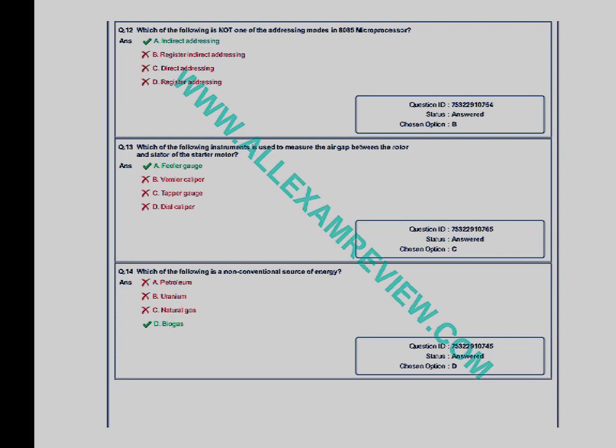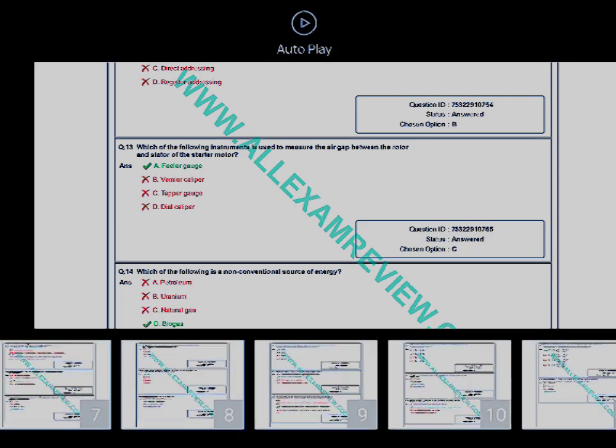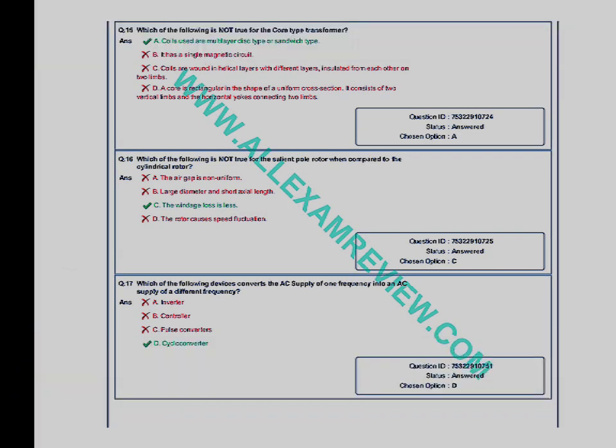next question 14. Which of the following is a non-conventional source of energy? It's the easy one, biogas. Okay. Which of the following is not true for the core type transformer? First one is right: coil used for multi-layer disc type or sandwich type.